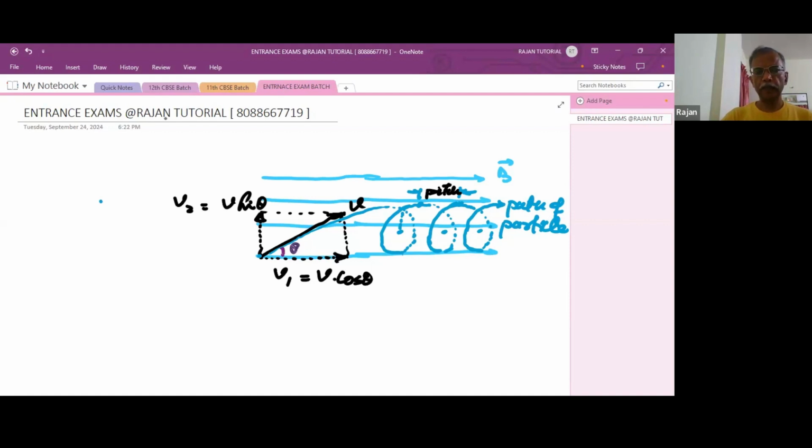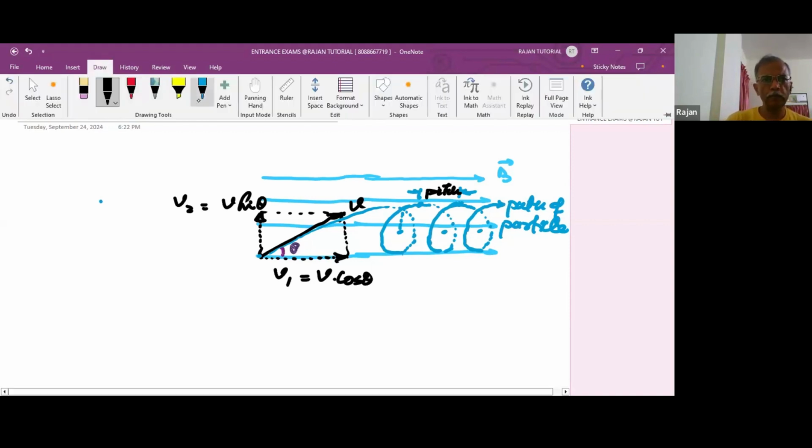How to find R? As usual, we find it the same way. We'll have to find it here also. So R, if I am trying to understand, it is due to V2. Due to V2 it is making the circular path, correct? So if I take that, here it will be.